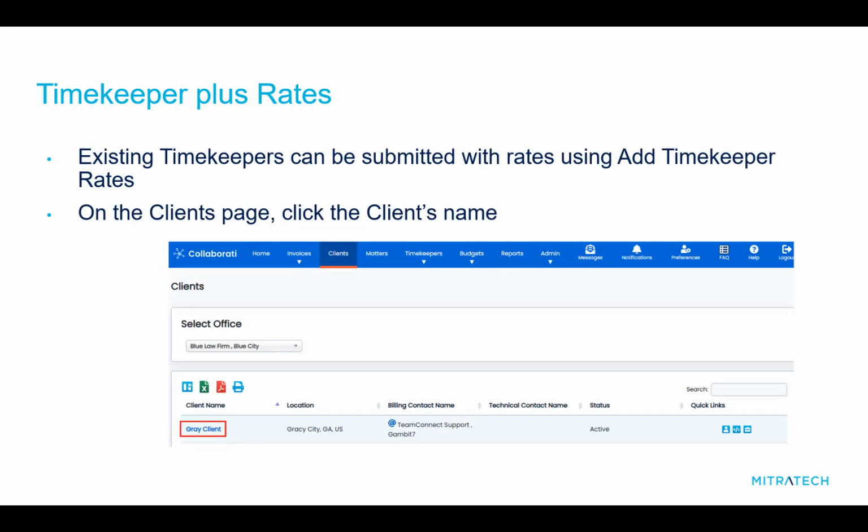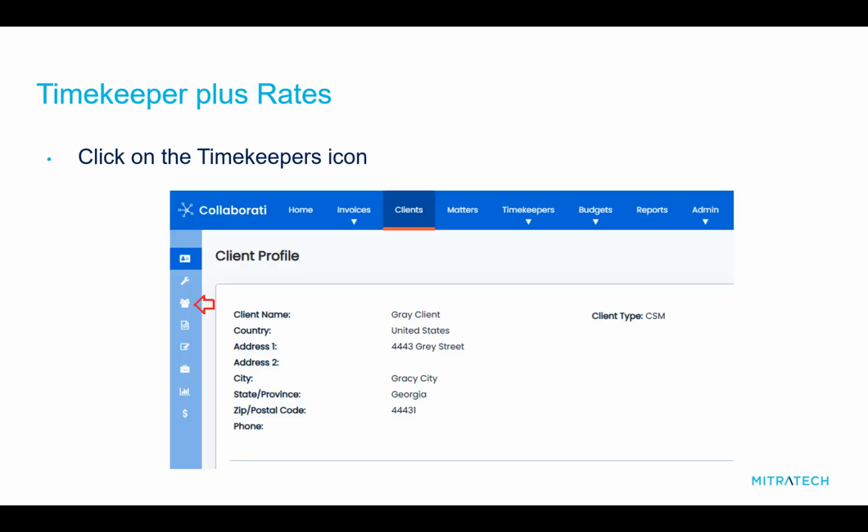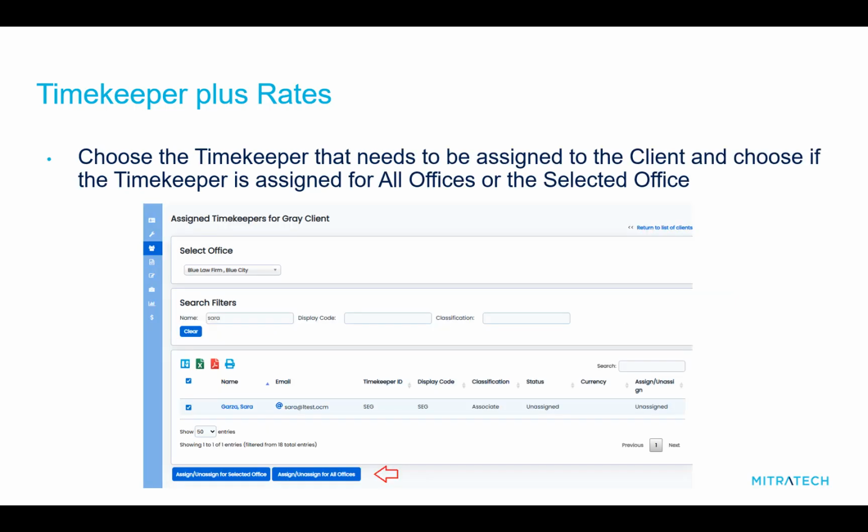Existing timekeepers can be submitted with rates using the Add Timekeeper Rates. Here we are on the client's page. Click the client's name, Gray Client. In the left navigational bar, choose the timekeeper's icon. Choose the timekeeper that needs to be assigned. Here we have Sarah Garza.